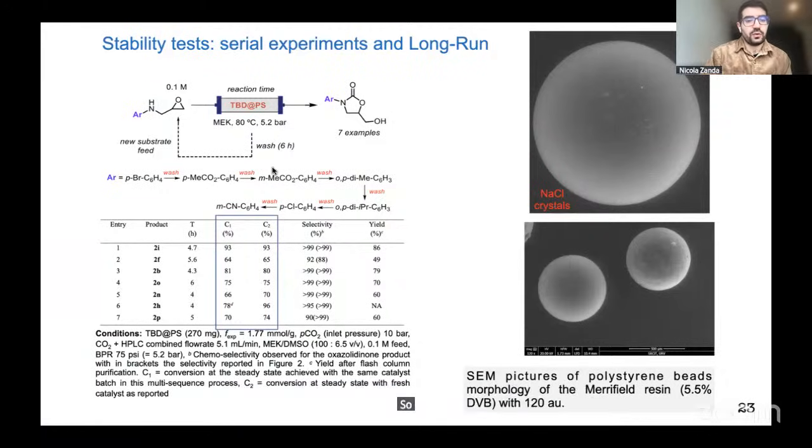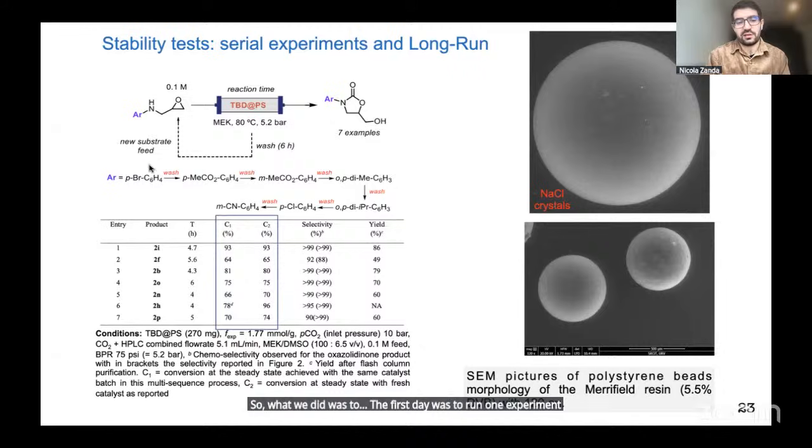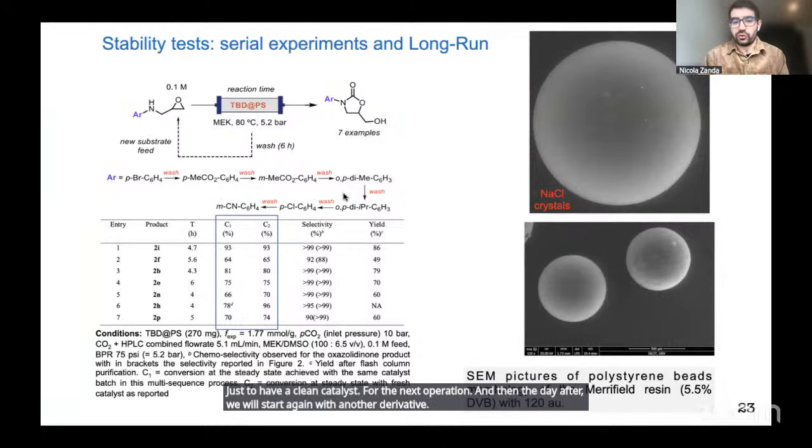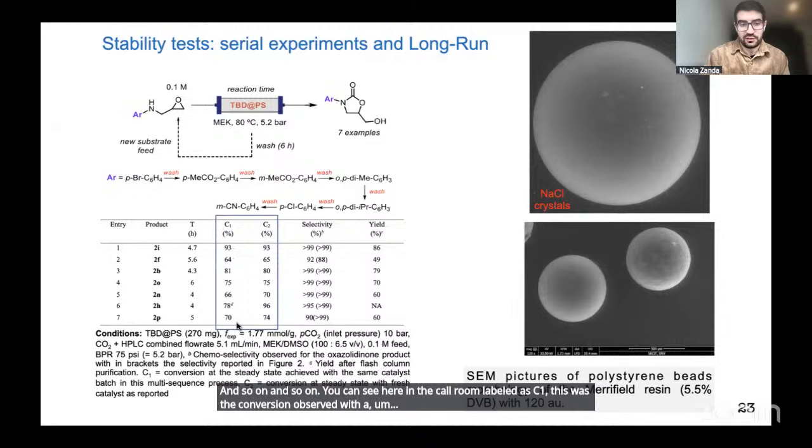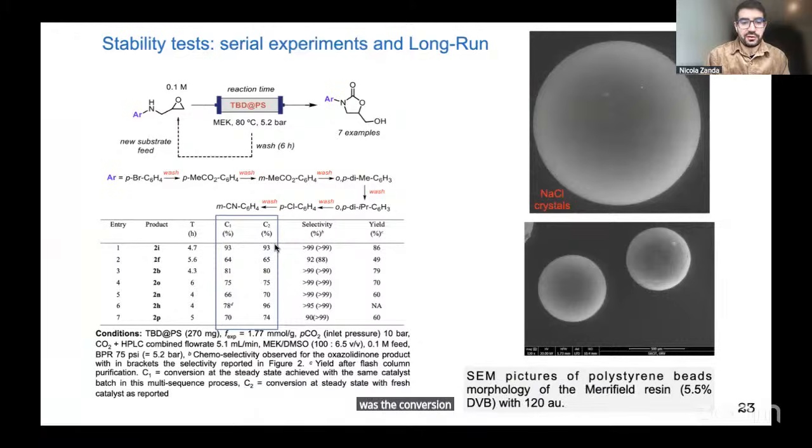So what we did on the first day was to run one experiment with one substrate, in this case the para-bromide derivative, and then to carefully wash the catalyst for 6 hours, just to have a clean catalyst for the next operation. And then the day after, we would start again with another derivative, and so on. And you can see here in the column labeled C1, this was the conversion observed with a fresh catalyst. And here in C2 was the conversion observed with this recycled batch of catalyst.